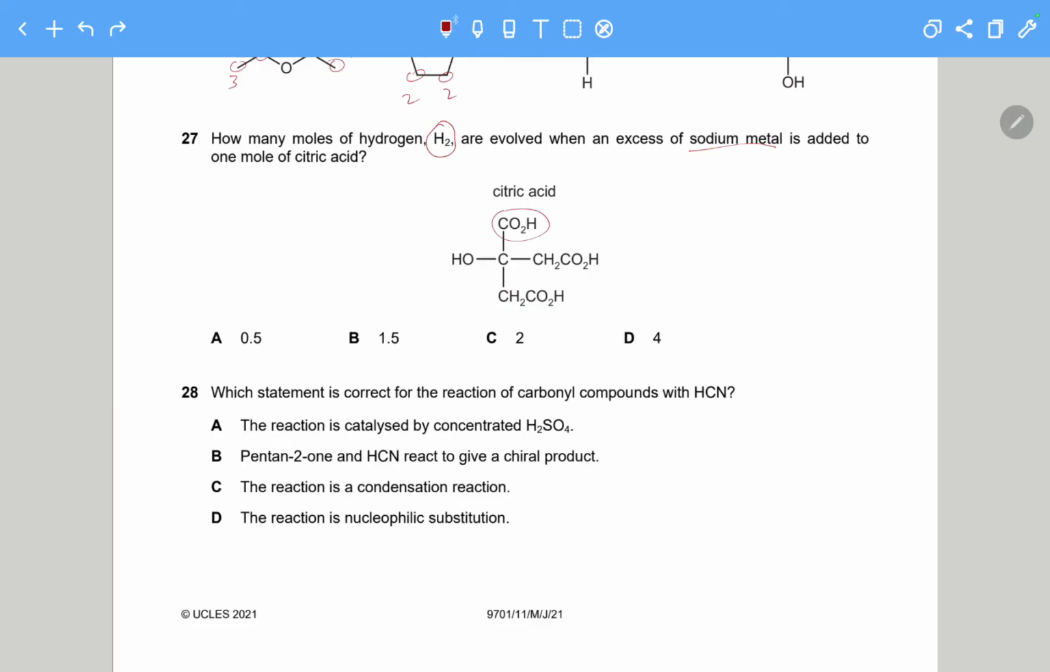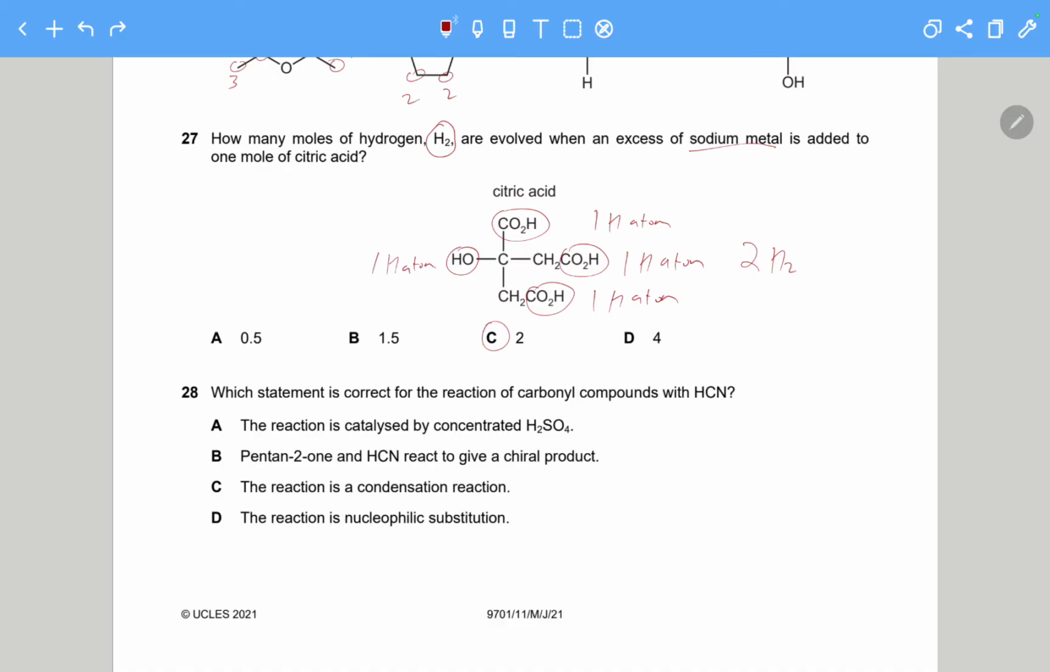It would react here, releasing one H atom. It would react here, releasing another H atom. It would react here, releasing another H atom. And it would react here, releasing another H atom. So there are 4 H atoms that are released, which is equivalent to 2 H2 molecules. So C is the correct answer because 2 moles of hydrogen gas have been released.